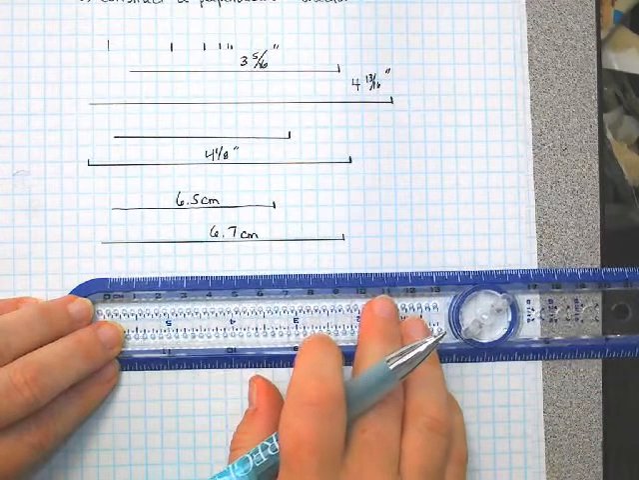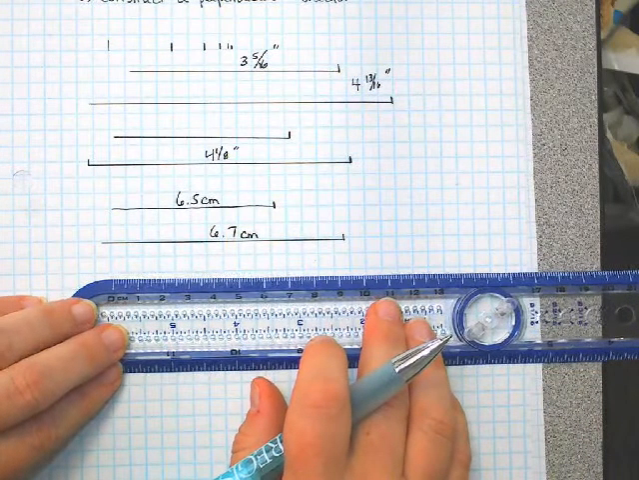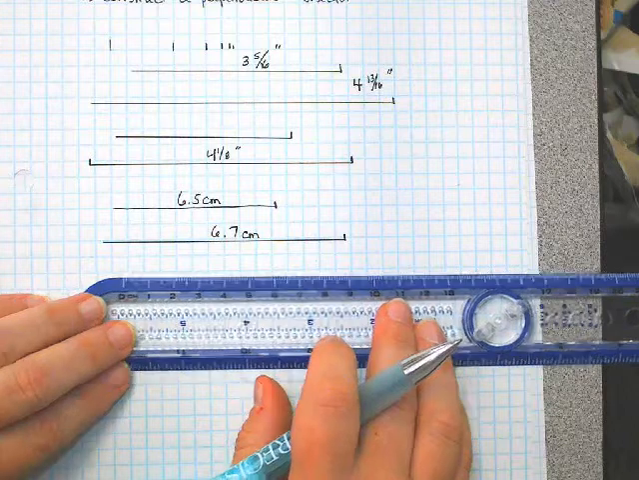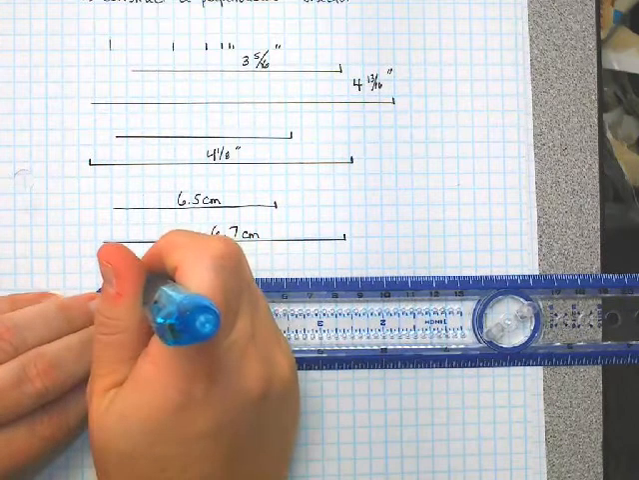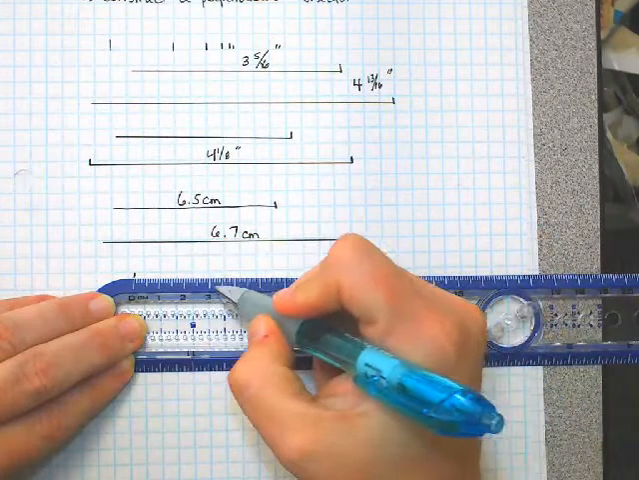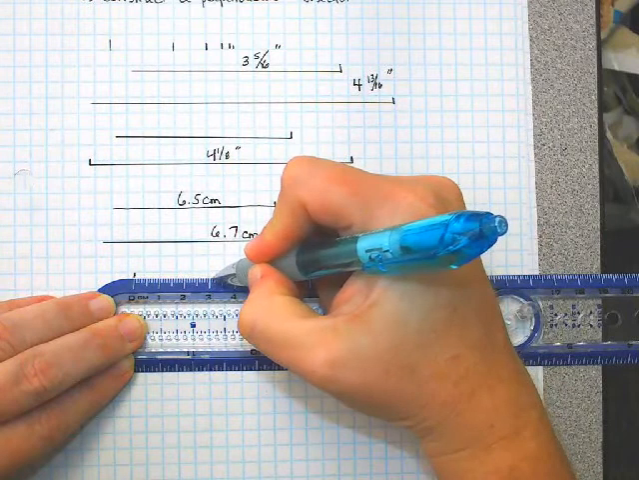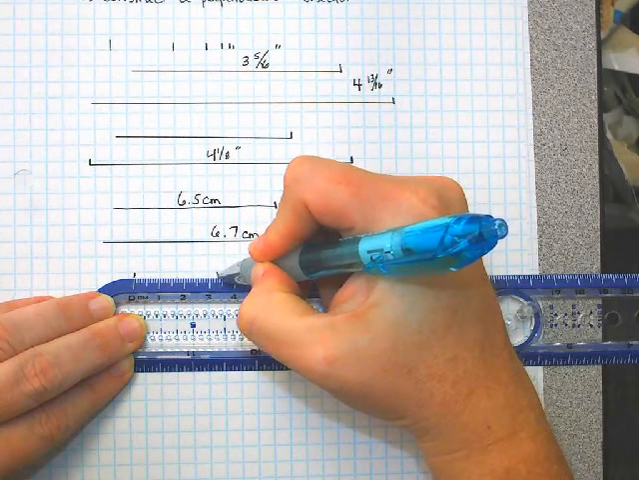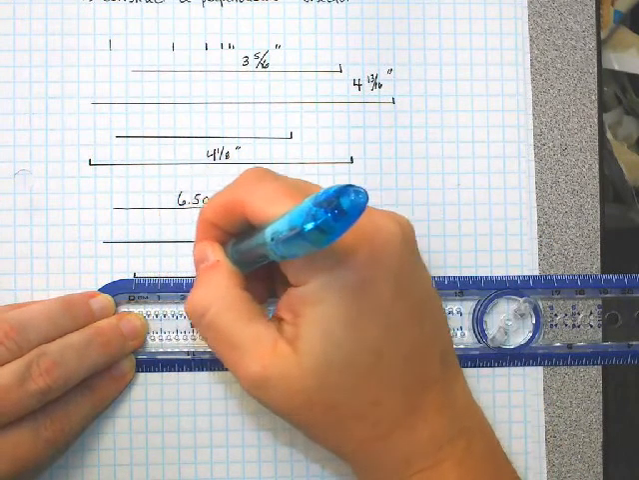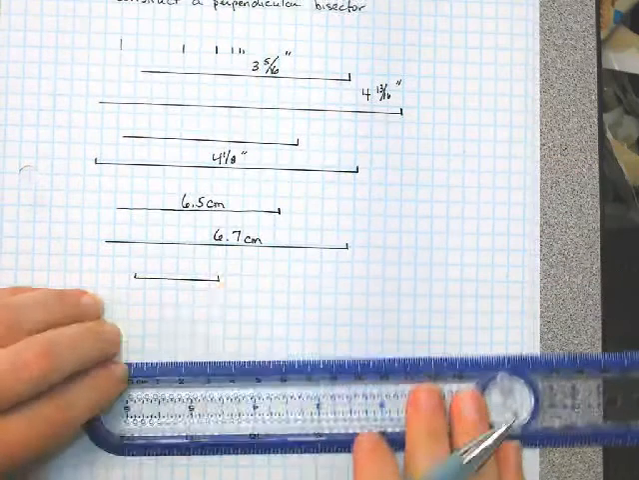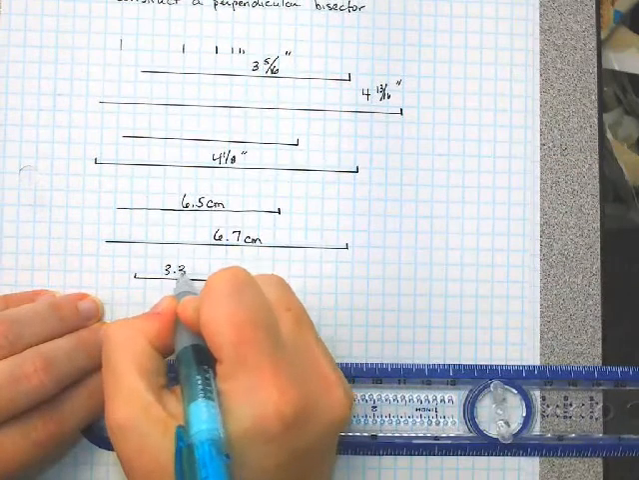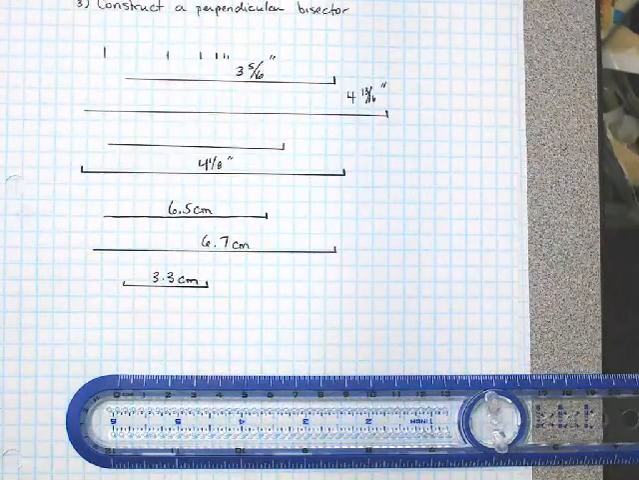What if I wanted to make a segment that was 3.3 centimeters long? I would start at 0, make a mark. I would go to 3.3, 1, 2, 3, and then connect the end points of my segment, just like so, 3.3 centimeters.